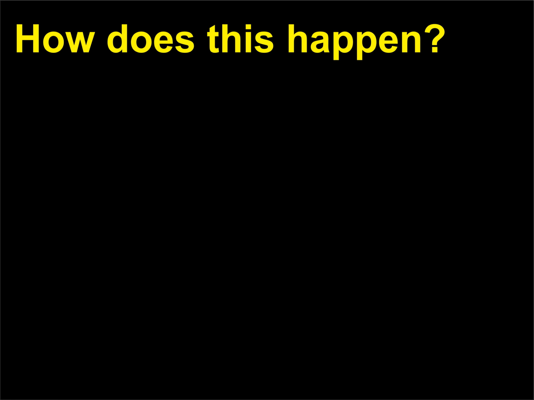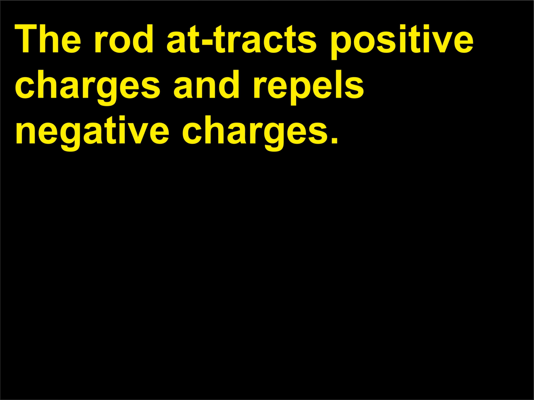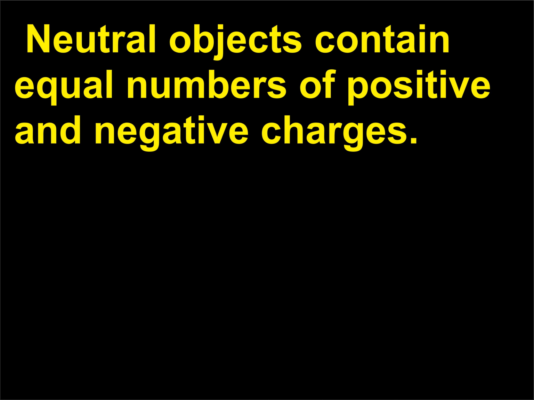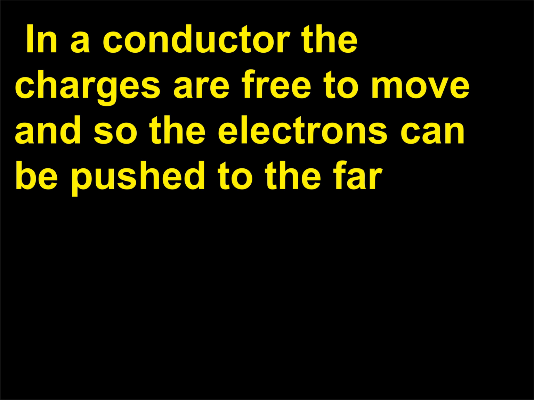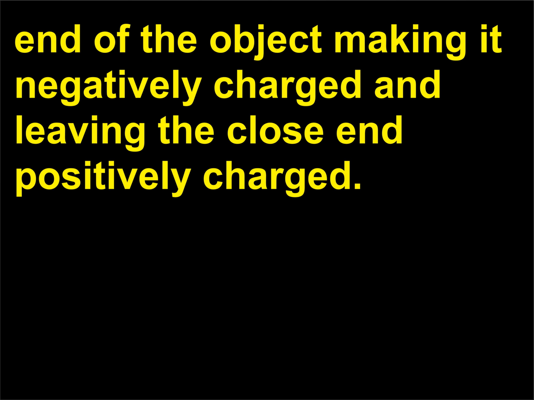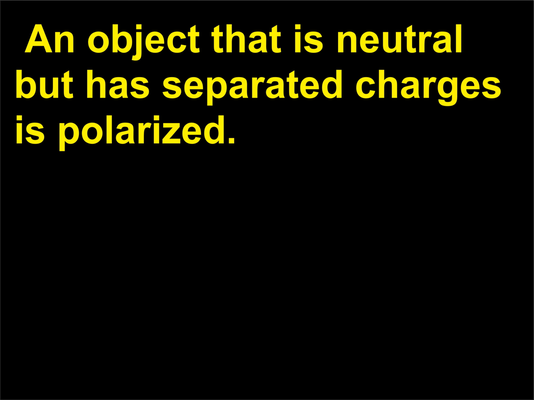How does this happen? The rod attracts positive charges and repels negative charges. Neutral objects contain equal numbers of positive and negative charges. In a conductor, the charges are free to move, and so the electrons can be pushed to the far end of the object, making it negatively charged and leaving the close end positively charged. An object that is neutral but has separated charges is polarized.